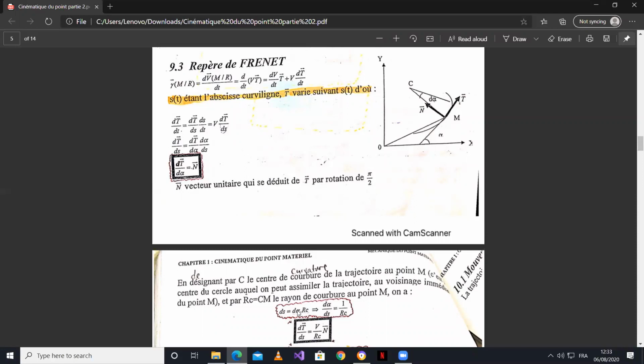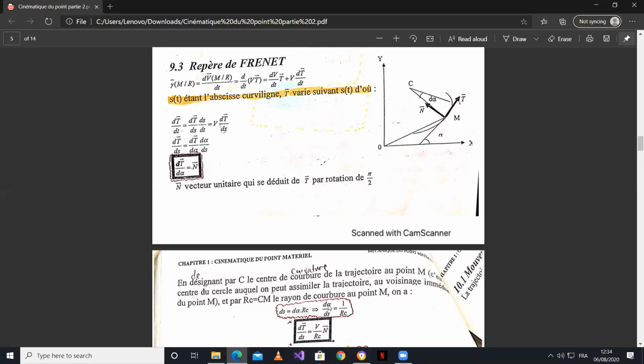So here, if we just play around with our terms, we change the subject of the formula in trying to make d alpha over ds the subject, we will divide d alpha by ds, and then we will bring the RC to the other side. It's going to become d alpha over ds is equal to 1 over RC. So we found the expression for this guy also, 1 over RC. RC being the radius, the distance from the center of the circle to the point M.